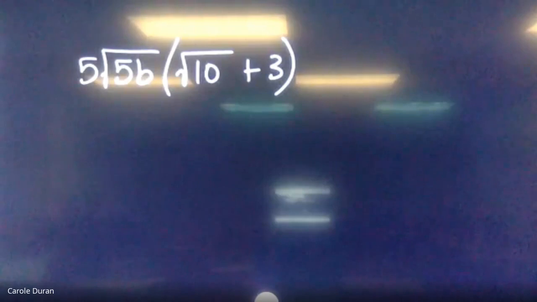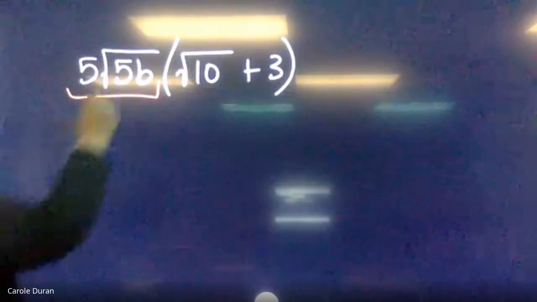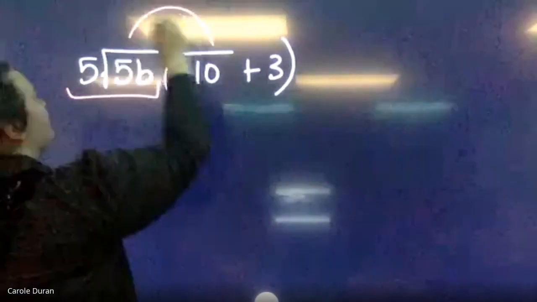Anybody have an idea of how we're going to do this? Okay, so what we're going to do is we're going to take this entire first term and multiply it into both of the terms inside my parentheses. In other words, I'm going to distribute that first term to the parentheses terms. When I distribute it, we multiply the coefficients together and we multiply the radicals together.